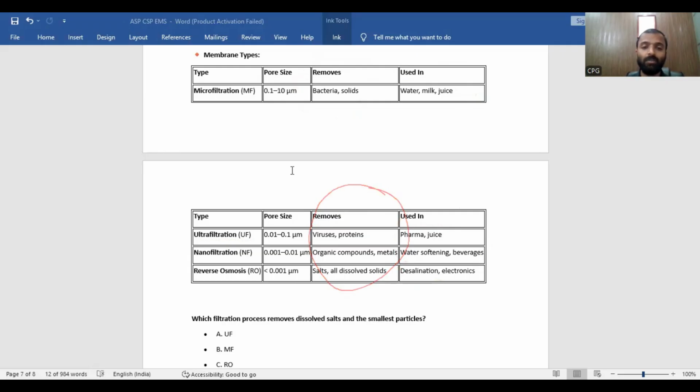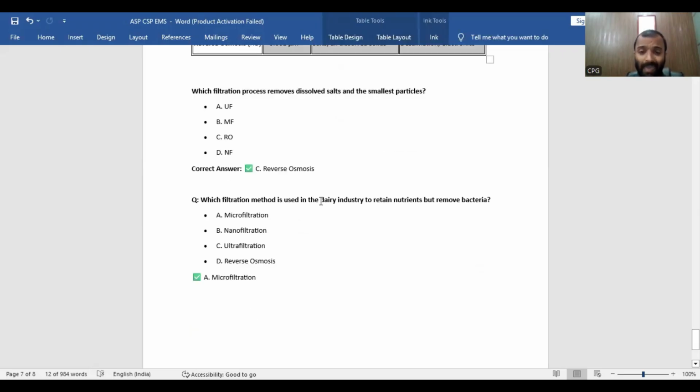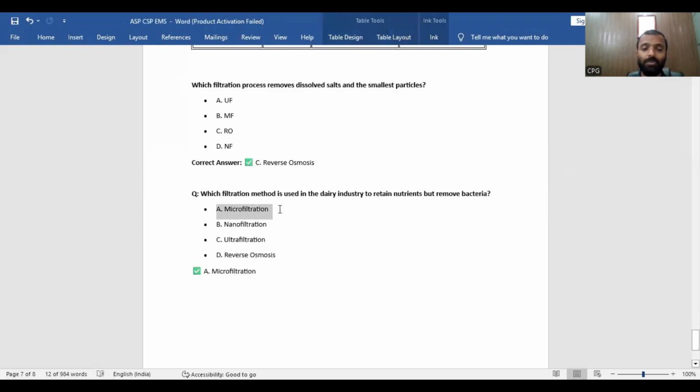Which filtration process removes dissolved salts and smallest particles? It is reverse osmosis. Which filtration method is used in dairy industries? Very important. It is microfiltration.